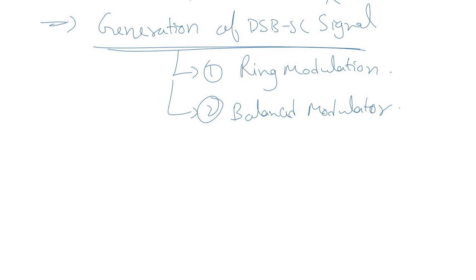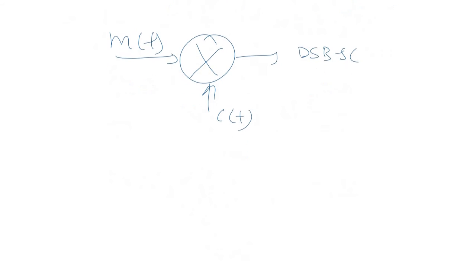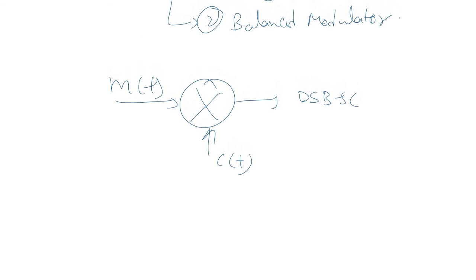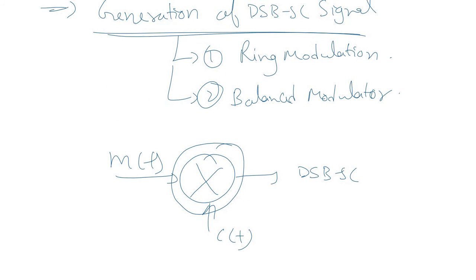We need to design the multiplier. So principally we need to only multiply your message and the carrier signal to get DSB-SC type of signal, right? That is the principle behind it. But designing of this particular multiplier is not that easy of a task. So we need to come up with some modulators to multiply these two type of signals.